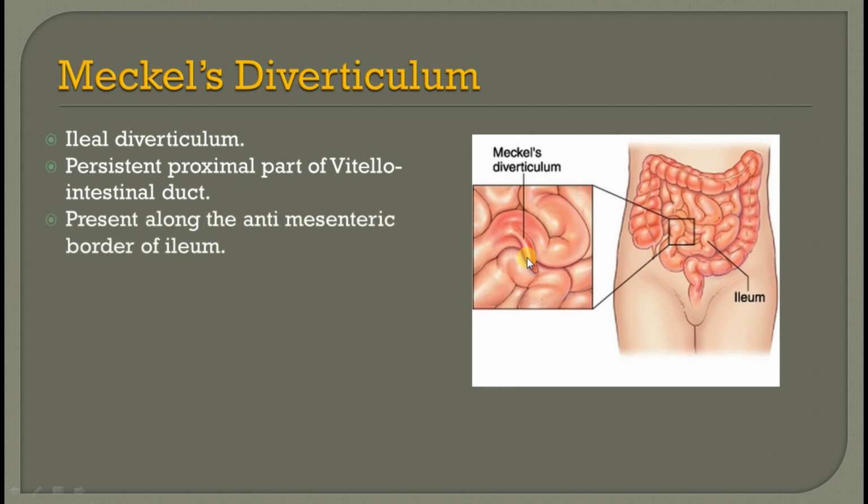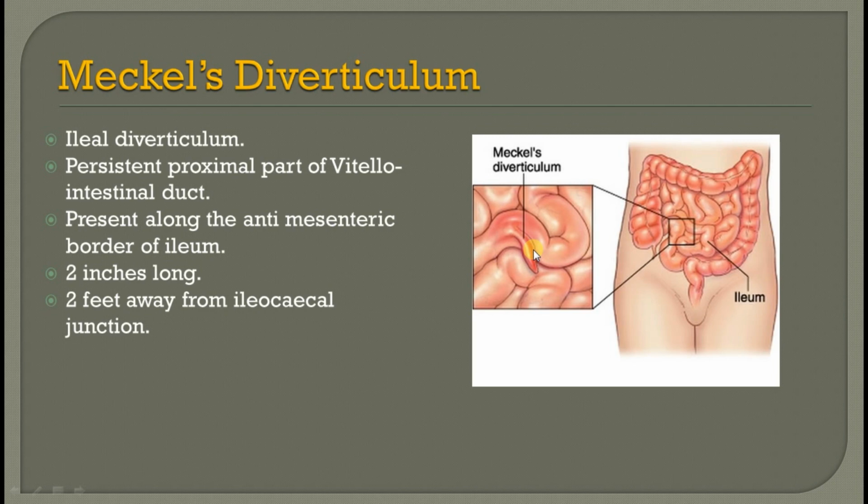Now, it is present in 2% of the subjects or people. It is 2 feet away from the ileocecal junction. So, near the ileocecal junction, 2 feet away from it, you will see this. And it is 2 inches in length. So a 2 inches long diverticulum present in 2% of people and 2 feet away from the ileocecal junction is the Meckel's or the ileal diverticulum, and it is present on the anti-mesenteric border, the free border. The other border, the mesentery, will be attached, but on the anti-mesenteric border, you can see this diverticulum.